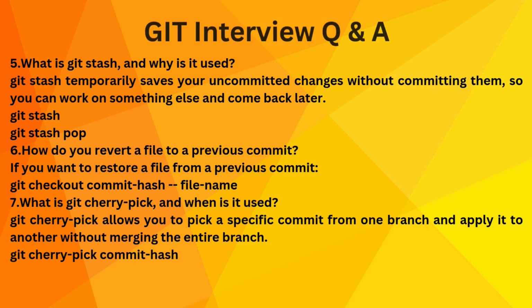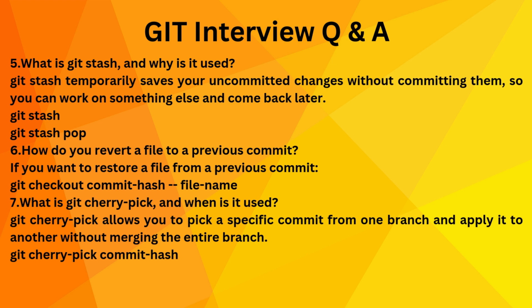What is git stash and why is it used? Git stash temporarily saves your uncommitted changes without committing them, so you can work on something else and come back later. Example: git stash to stash current changes, git stash pop to restore stashed changes. This is useful when you need to switch branches without committing unfinished work.